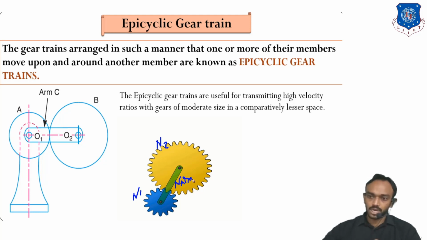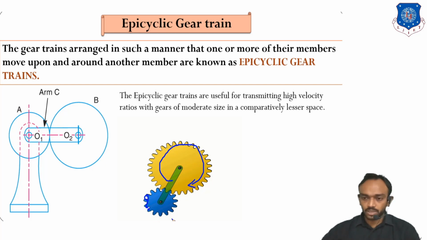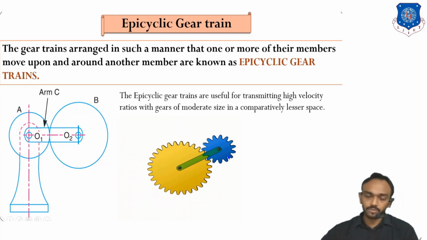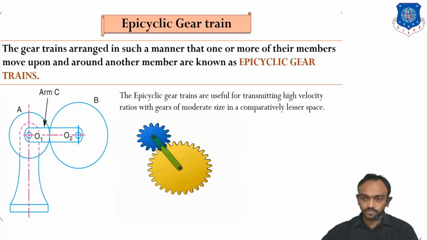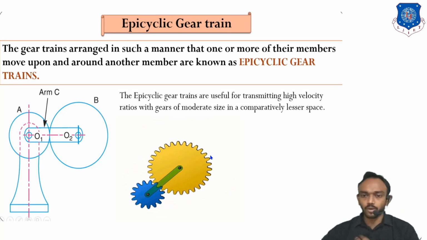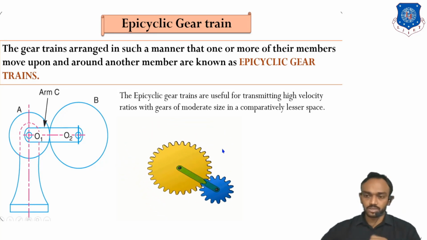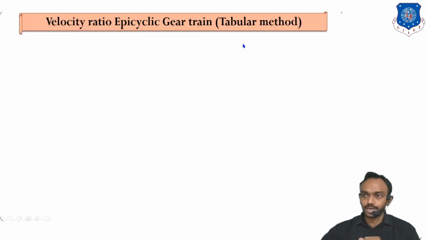This arm is also revolving. Without considering these two, I can ask: if the arm rotates one complete revolution, how many RPM will this gear have? This type of question may arise, and we can find it using the tabular method. Very simple, and mostly all numericals we will solve based on this tabular method.